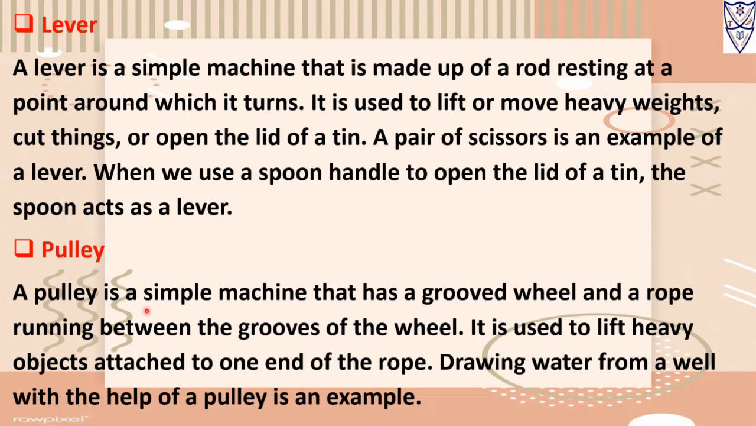Pulley. A pulley is a simple machine that has a grooved wheel and a rope running between the grooves of the wheel. It is used to lift heavy objects attached to one end of the rope. Drawing water from a well with the help of a pulley is an example.